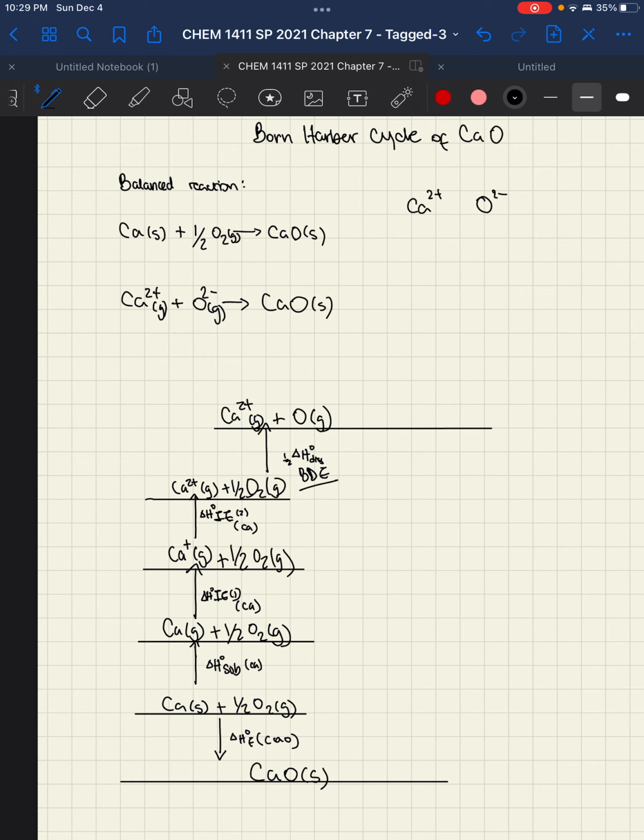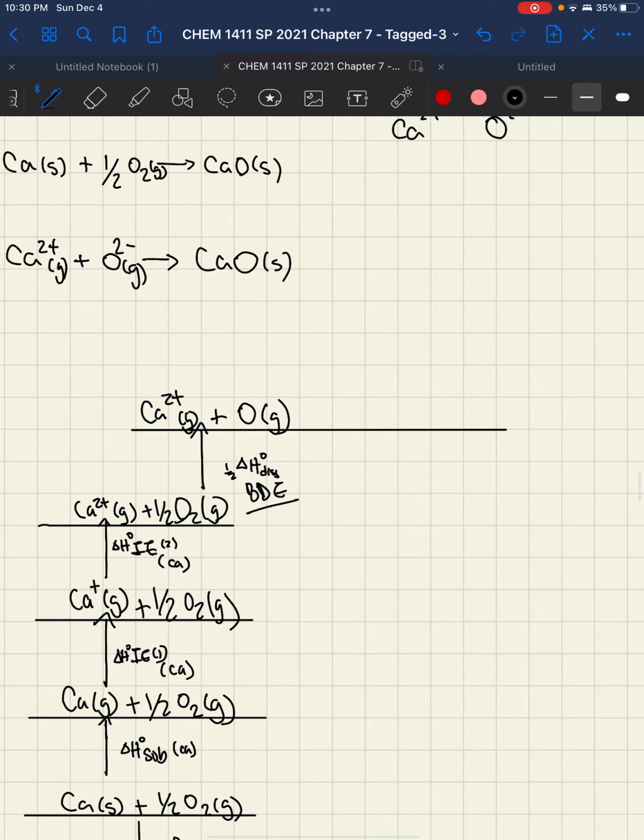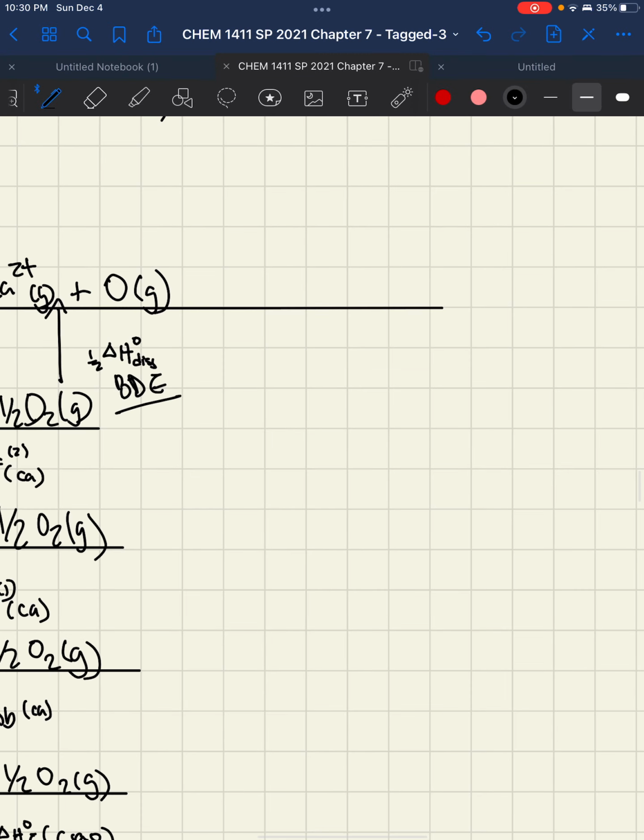Sorry, I'm sleepy. Electron affinity. Oh wait, we're also going to have to do 2, as you can see. So, electron affinity. Okay, wait, no, I should have done that, like this. Okay, electron affinity, the arrow is going down.